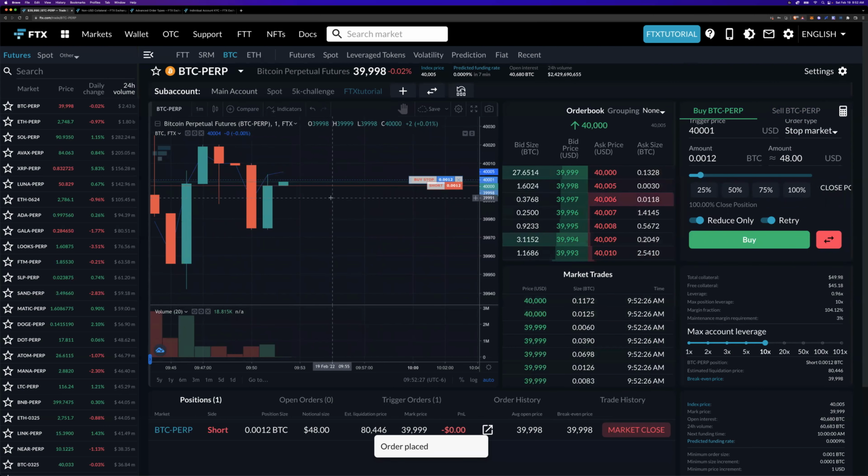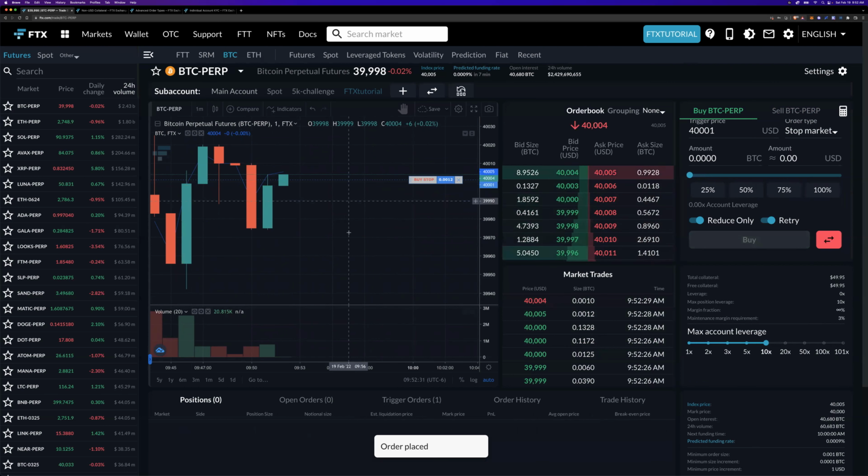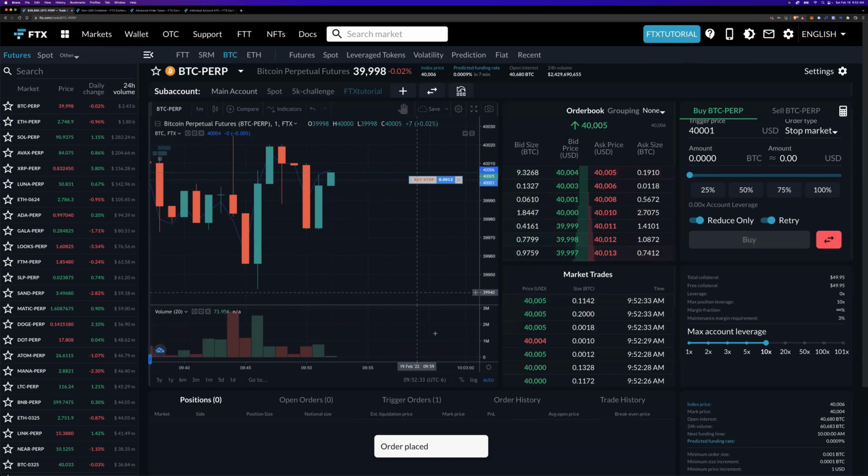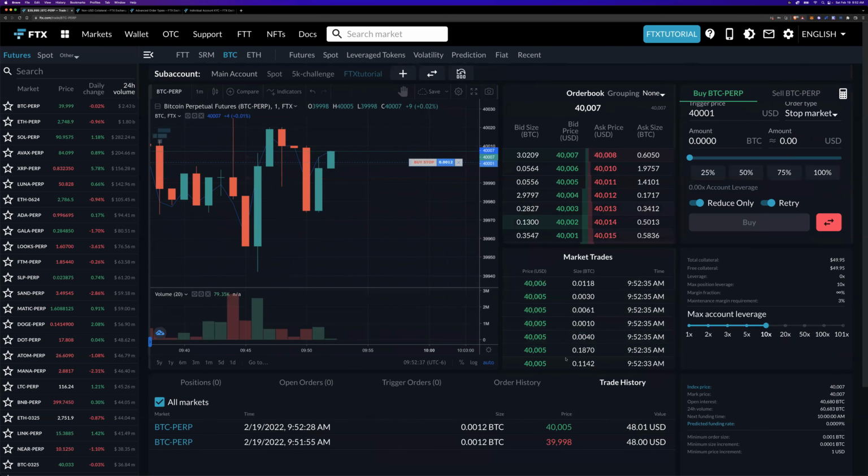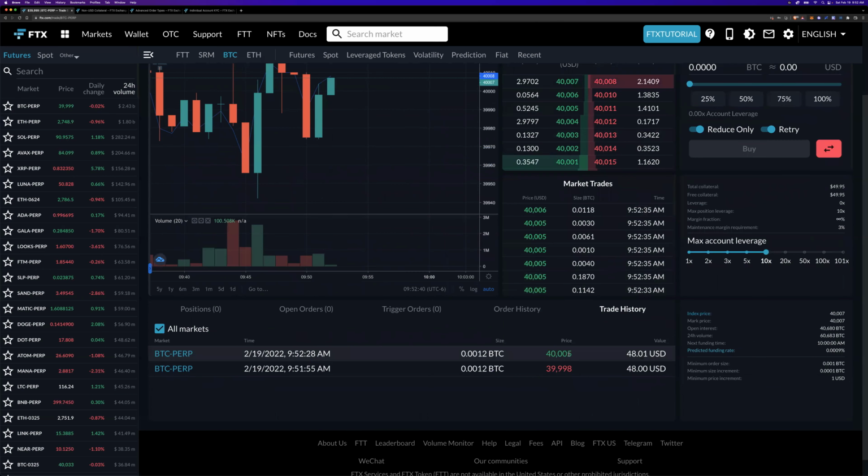Now, here's something interesting you'll notice. I won't get stopped at exactly $40,001. It might actually shoot up higher, okay? So let's see what exactly I got stopped out at. See, I placed my stop at 40,001, but it actually stopped me out at 40,005.